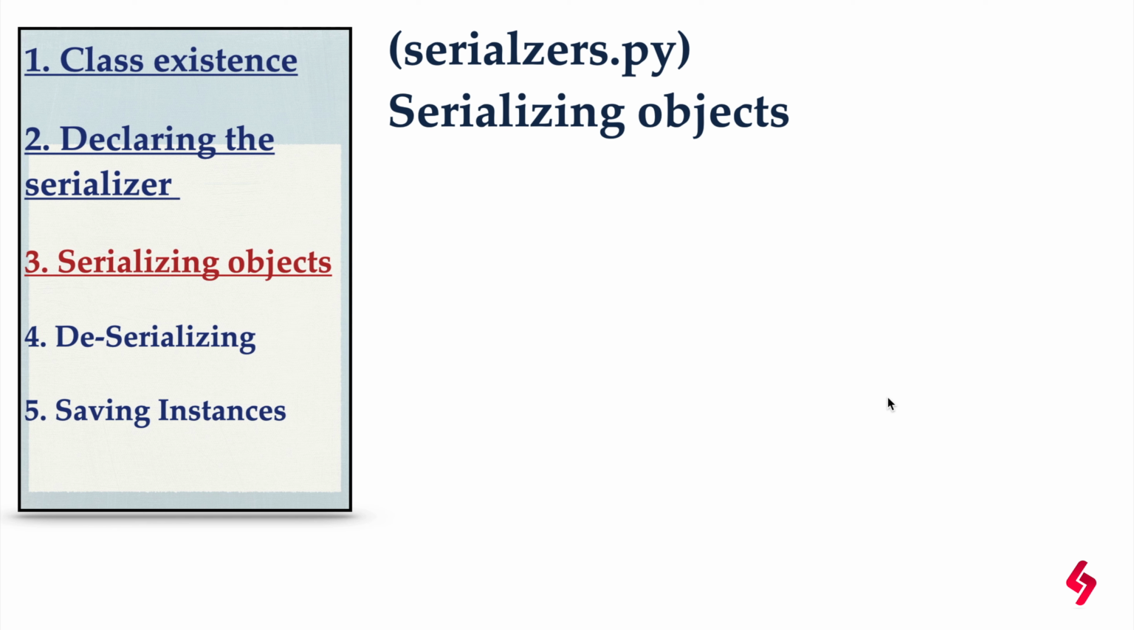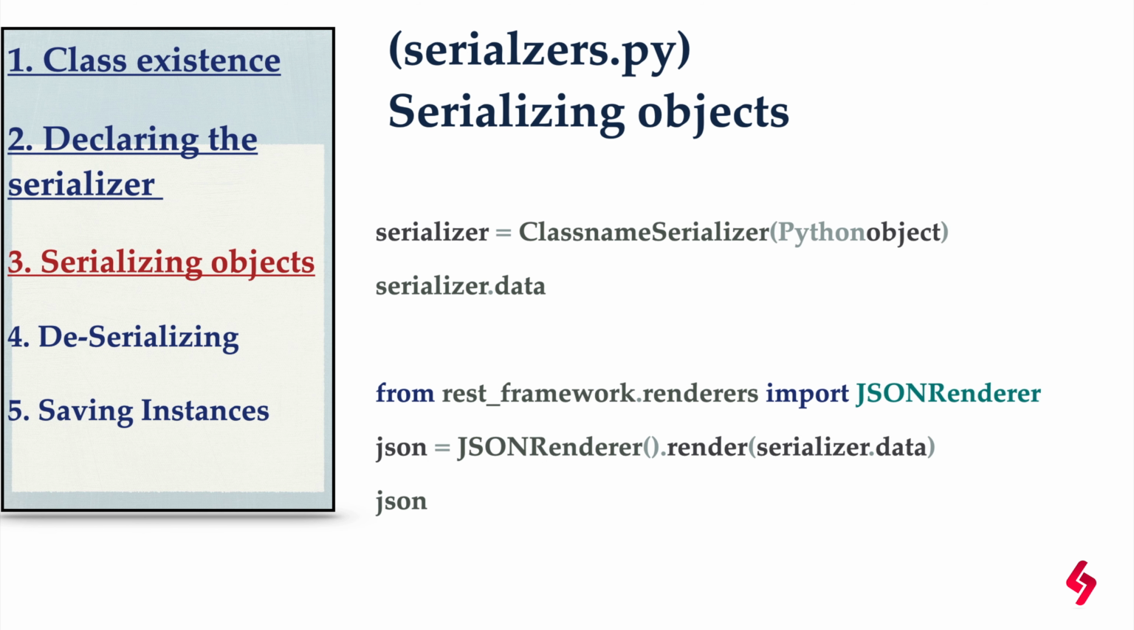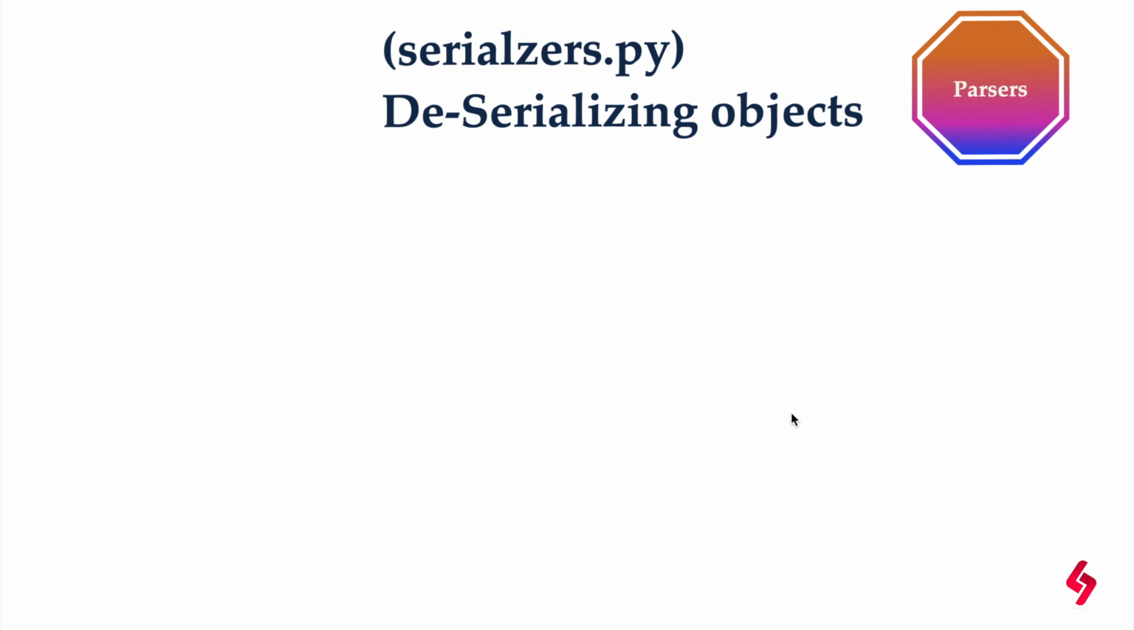Moving to the next one, serializing the objects. Here what we are going to do is take the Python objects from the project and give them to the serializer. The serializer will convert that data into a stream of bytes. That's how it works here. So we have to serialize the Python objects.